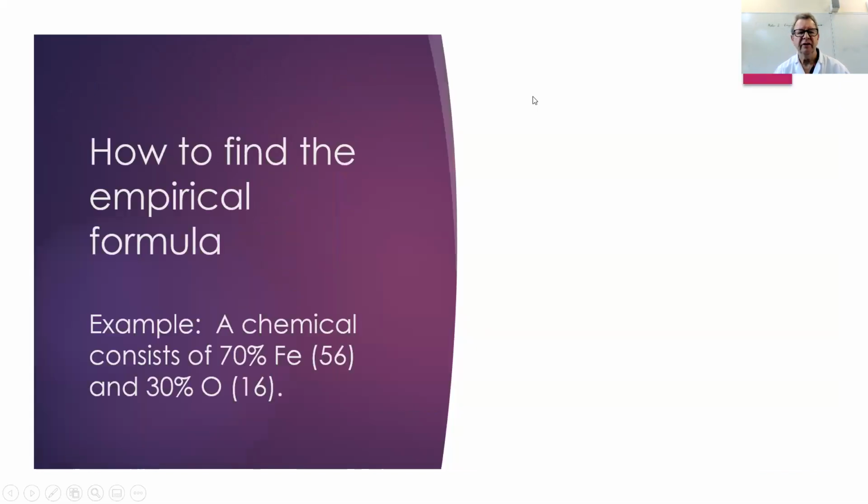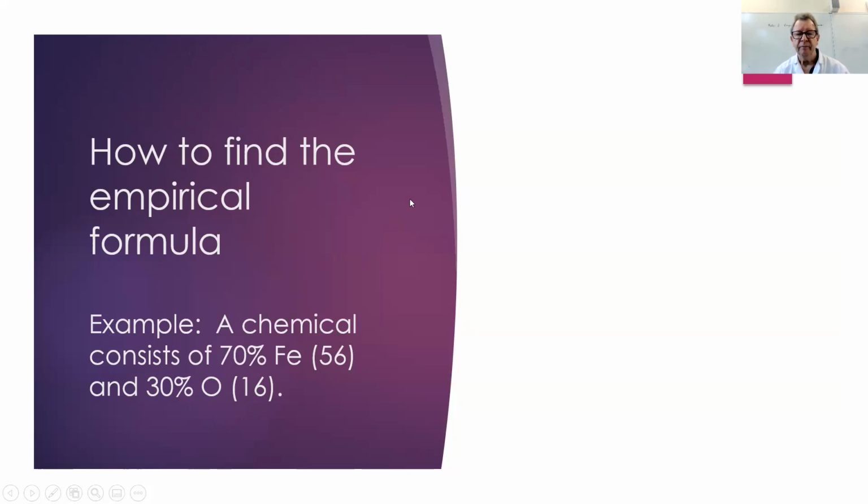The sort of question you get comes up with a percentage or a mass of the elements in a particular chemical. So this chemical here is 70% iron, that's its RAM, and 30% oxygen, and its RAM is 16.